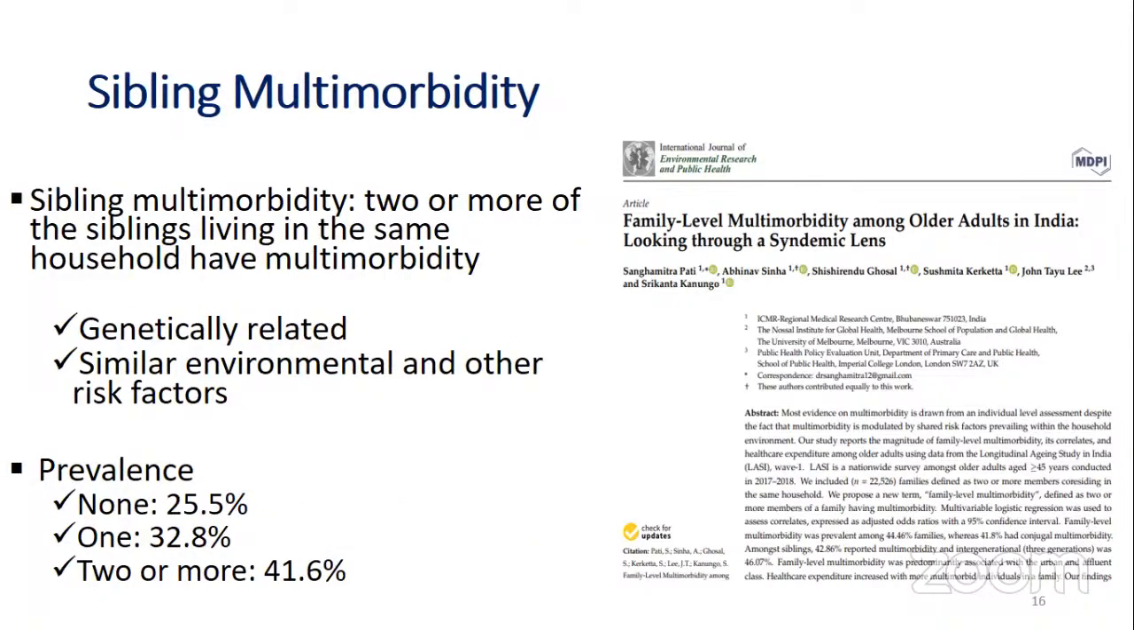Then sibling multimorbidity. Sibling multimorbidity can be said as two or more of the siblings living in the same household having multimorbidity. Now, these individuals are genetically related and they share environmental and other risk factors also. So we observed that 25.5% of these siblings did not have multimorbidity within the same household. In 32.8%, one of the siblings had multimorbidity, and in 41.6%, we observed that two or more siblings living in the same household had multimorbidity.